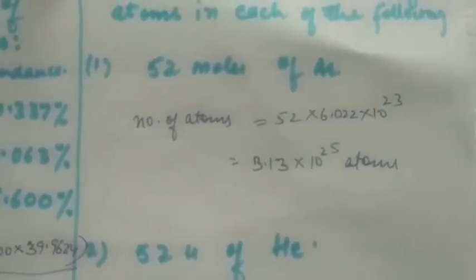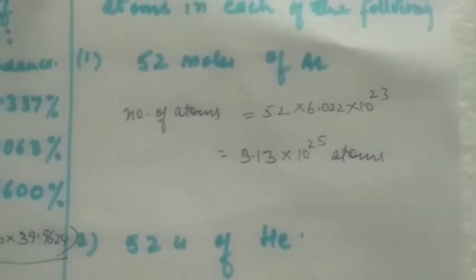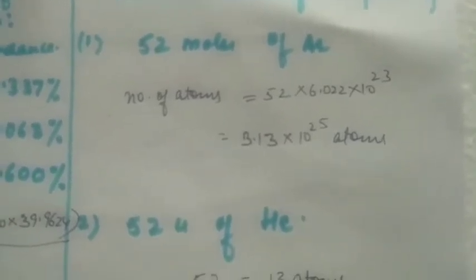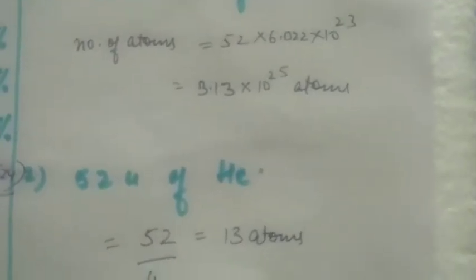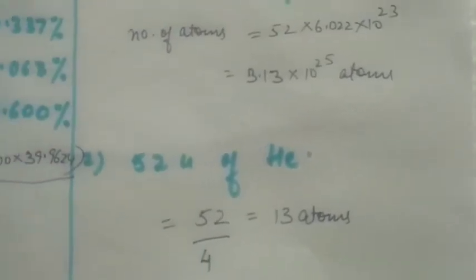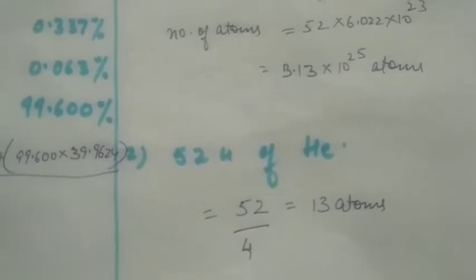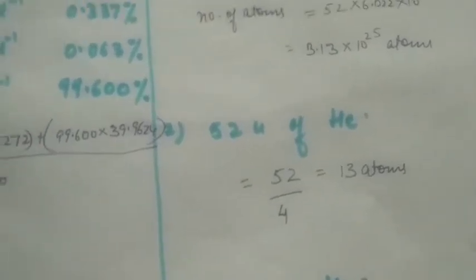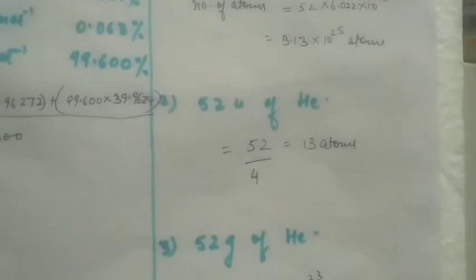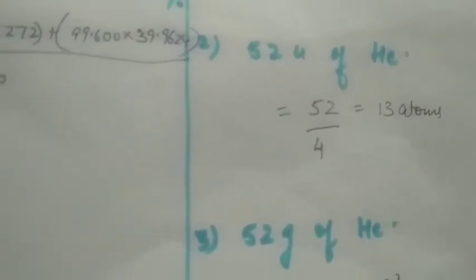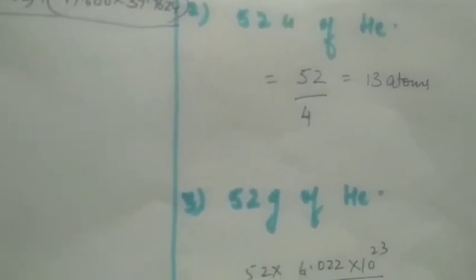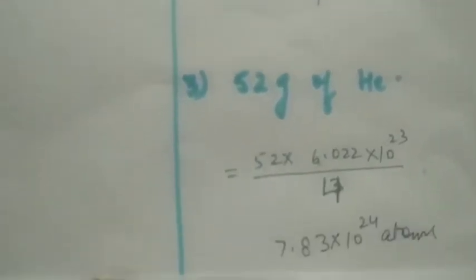So 1 mole has 6.022 into 10 to the power 23. 52 will have 52 multiplied by 6.022 into 10 to the power 23. We get the answer 5.13 into 10 to the power 25 atoms. Now 52 atomic mass unit. So 1 atom's atomic mass is 4. So 52 will have 52 by 4, 13 atoms.